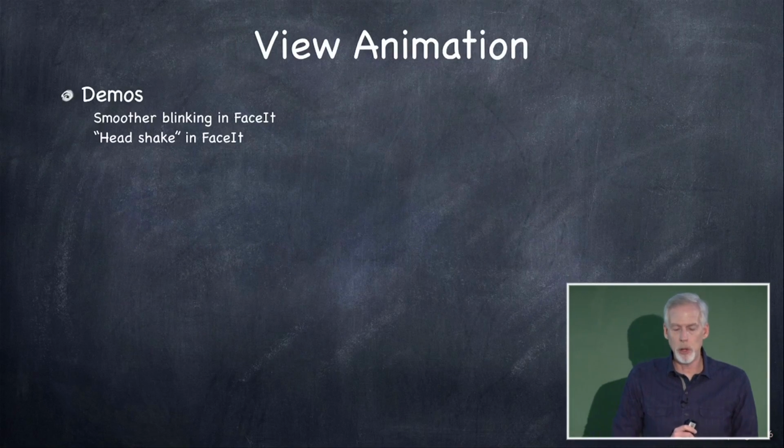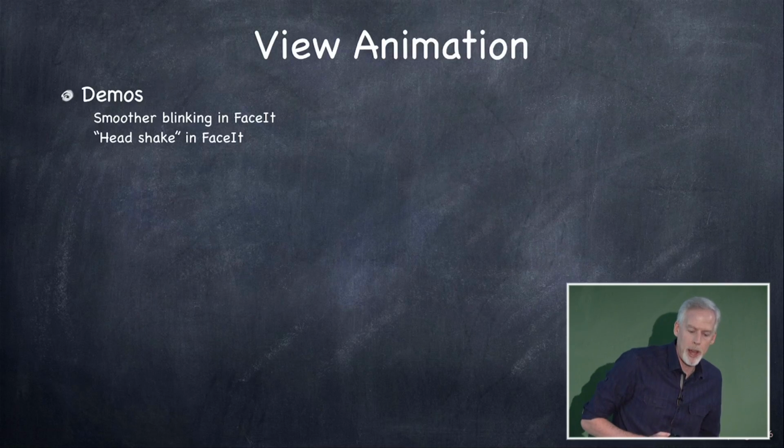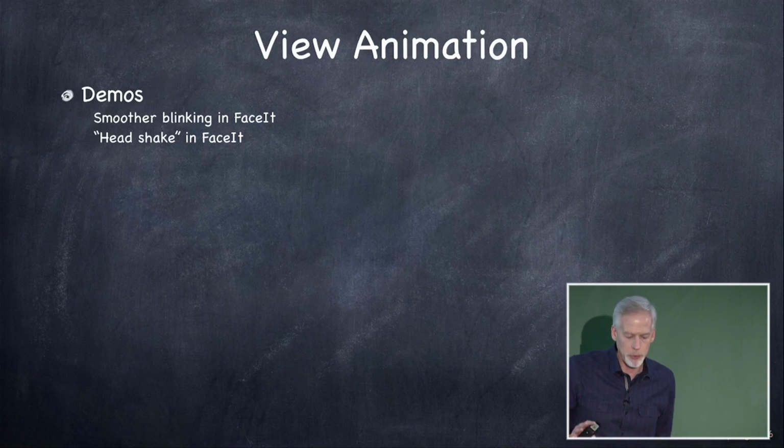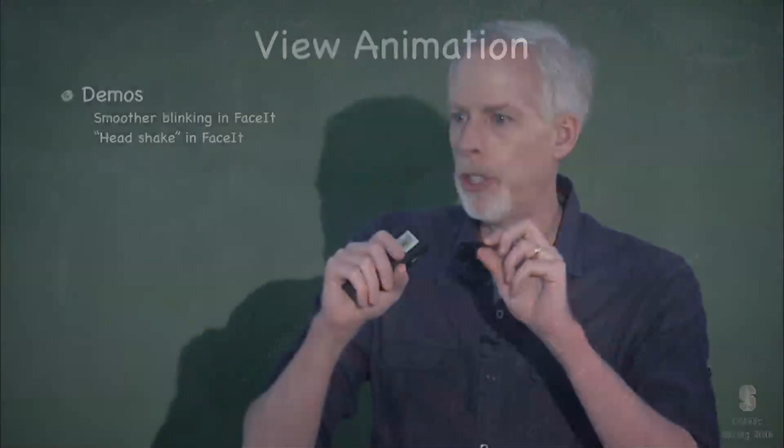So that's basically view animation. So let me show you a demo of that. And the demo we're going to do in two parts here in FaceView. One, we're going to make our blinking actually be smooth. And to do that, we're going to use the flip. But instead of flip from left, I'm going to do flip from top.